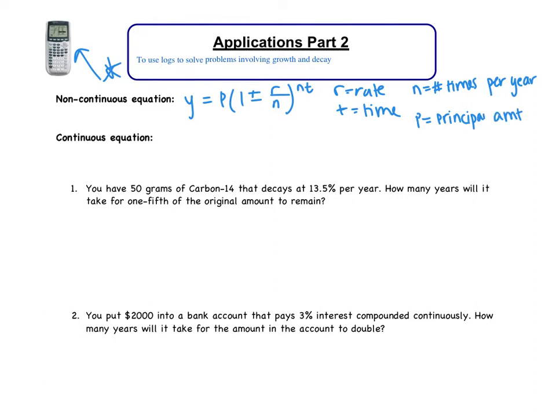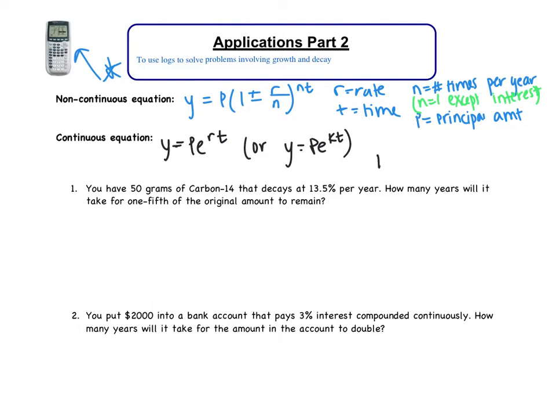Quick note for us. Oftentimes n is going to be equal to 1, except in the case of interest. So n is often 1 except in the case of interest. So that's our first equation. Then we have the continuous equation, which we learned in the last video. That's P e to the RT. You also might see it written as y equals P e to the KT. You might see either one.